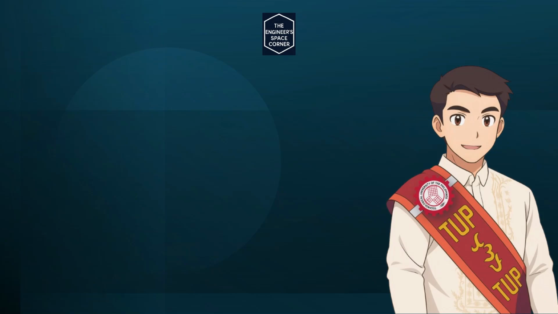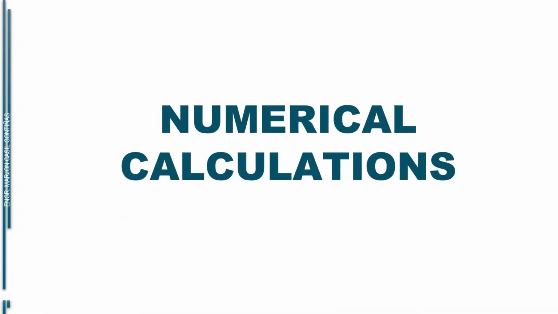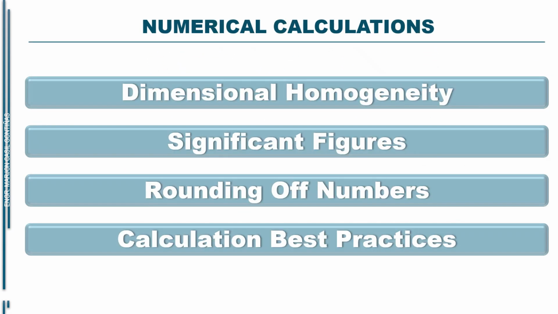In this video, we'll explore an important topic that every engineering student and professional needs to master: numerical calculations. In engineering practice, most of our calculations are performed using handheld calculators or computers. But here's the deal: it's not enough to just get a number. You have to make sure your answers are reported with the right level of accuracy, and that means using the correct significant figures, checking for dimensional consistency, and rounding your numbers properly.